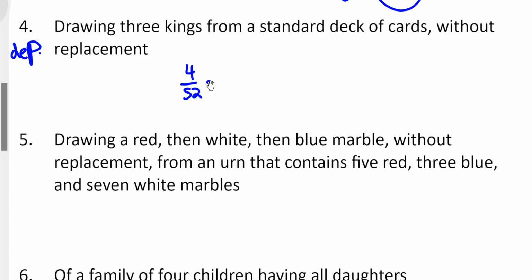But then I have 1 less king, and I have 1 less card overall. So my second chance is a 3 out of 51. Then if I really drew it again, I have only 2 kings left, and I have 50 cards left. So my chances are changing each time, and you can find that probability. It's because we said without replacement.